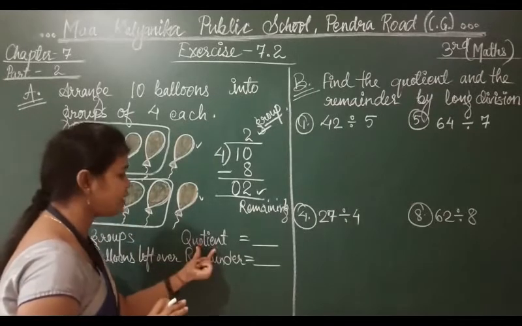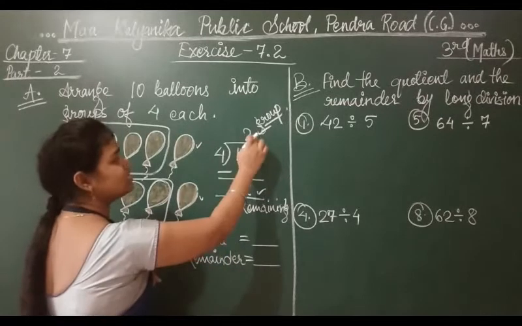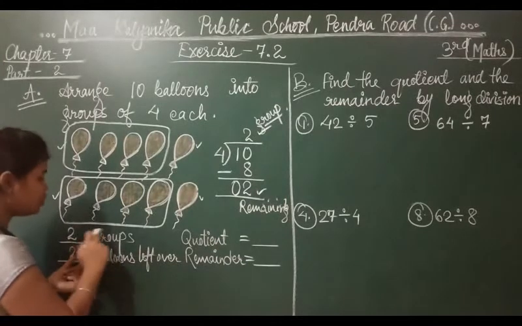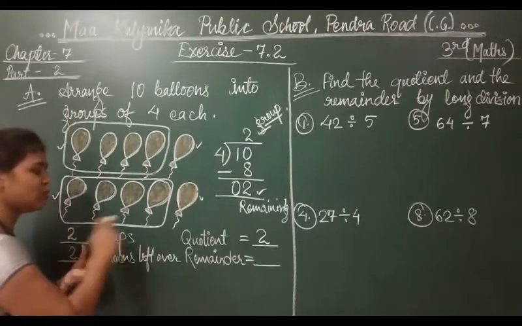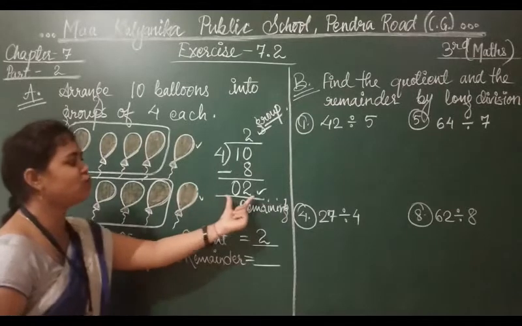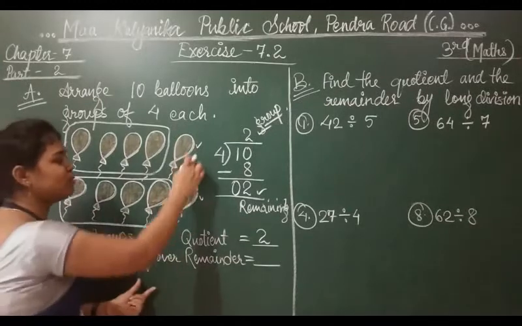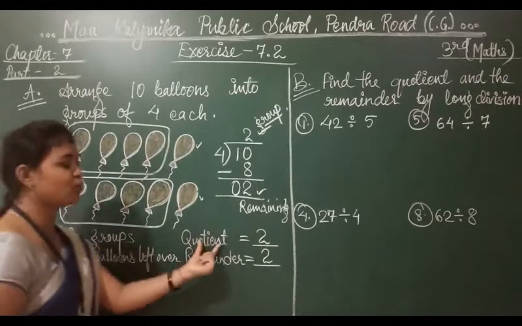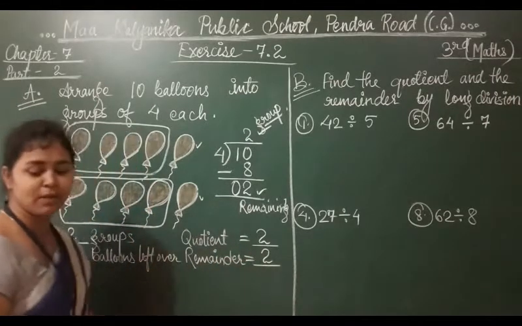So what is the quotient, students? The quotient means 2 groups are there of 4 each. This is the only quotient. And the remainder is written in front of balloons left over. As I told you, 2 is the remaining. 2 is the remainder. So 2 balloons left over, so 2 balloons are the remainder or the remaining balloons. So the quotient is 2, and 2 balloons left over means the remainder is 2. This is the meaning of this question.